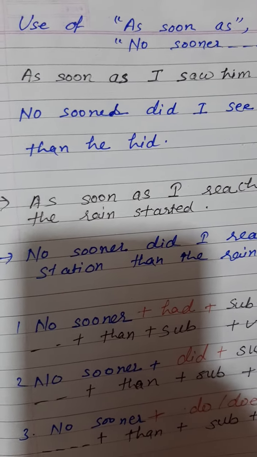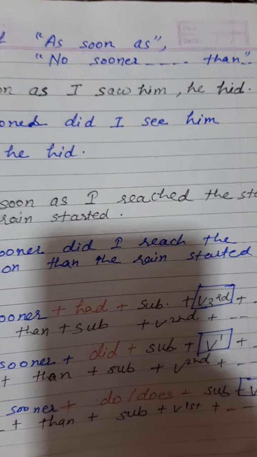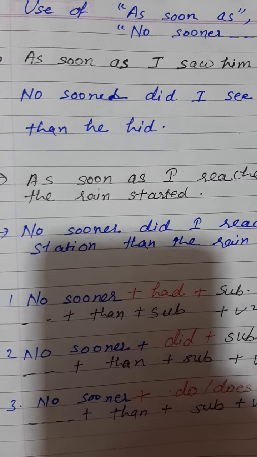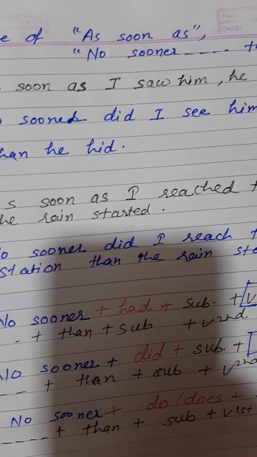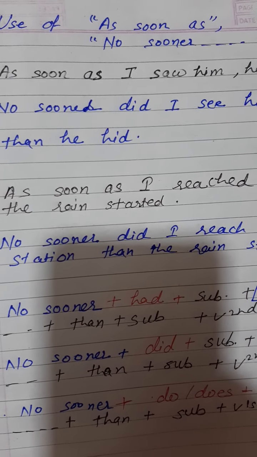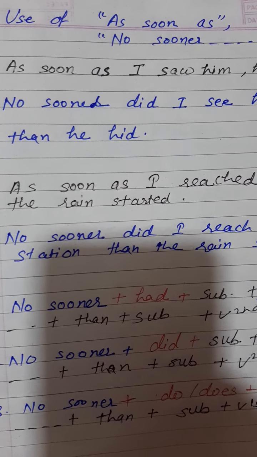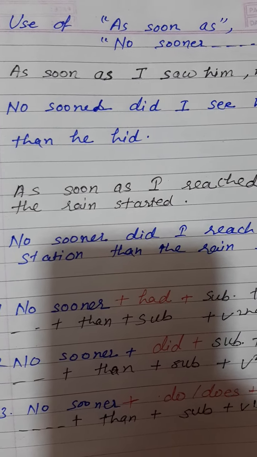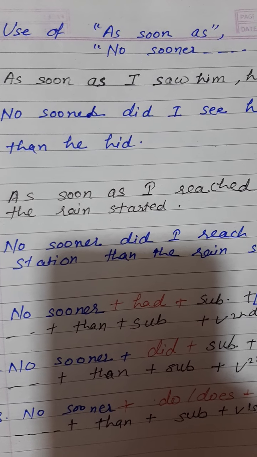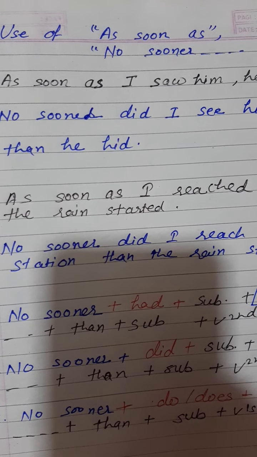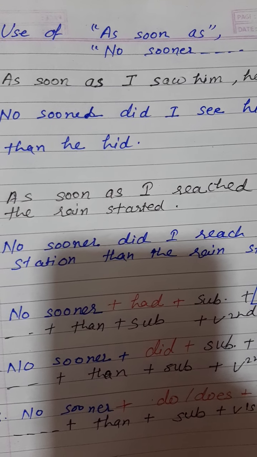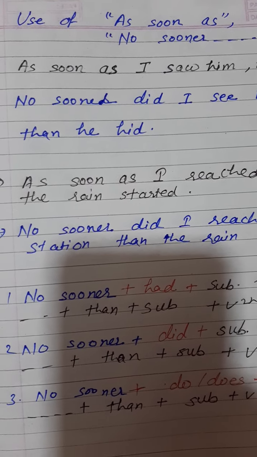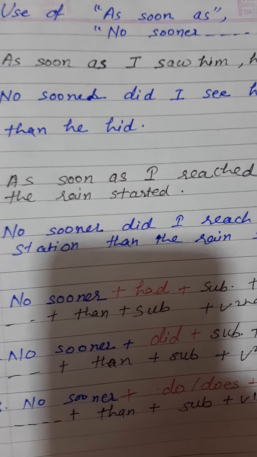As soon as I saw him, he hid. That means जैसे ही मैंने उसे देखा वह छुप गया. Now we change it to no sooner. Remember, when we use as soon as, we use two sentences and join them with a comma, like as soon as I saw him, comma, he hid. But when we change it into no sooner, at that time we use a helping verb.